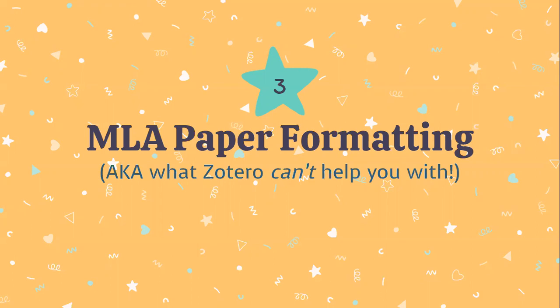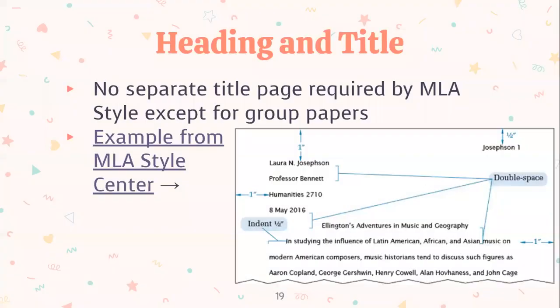But one of the things that Zotero can't do with any citation style is help you with the actual paper formatting, you know, the headers and the footers and the page numbers and all that good stuff. So that's something you usually have to figure out with your citation style. In MLA, they don't require a separate title page, and their running head is pretty different as well. This is an example from the MLA Style Center site, and you can see there's the student name, professor name, course, date, and then there is a title, meant to be specific to the assignment, all centered. Then for each page, we have a header with a page number next to the author of the paper's last name. So it's a bit simpler than APA and some of the other citation styles.